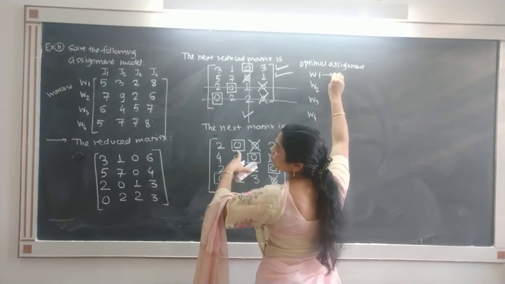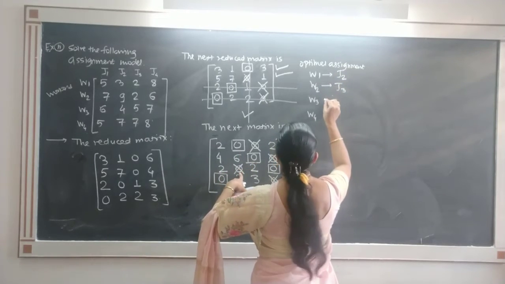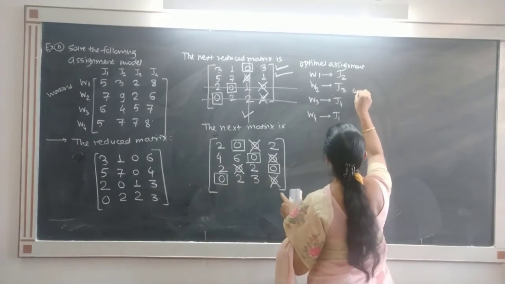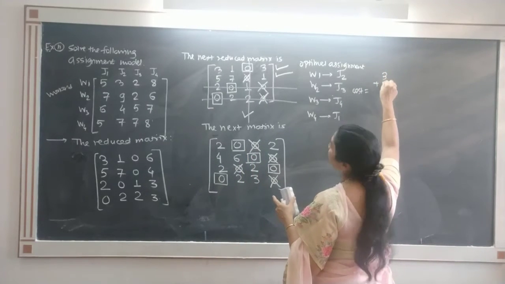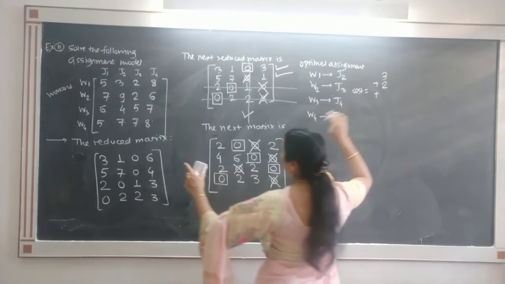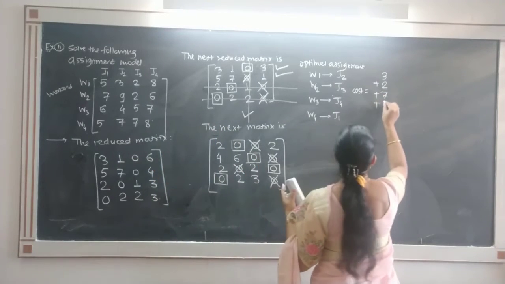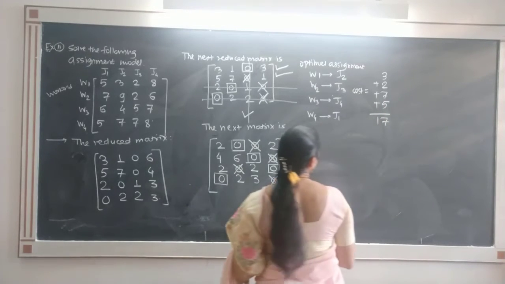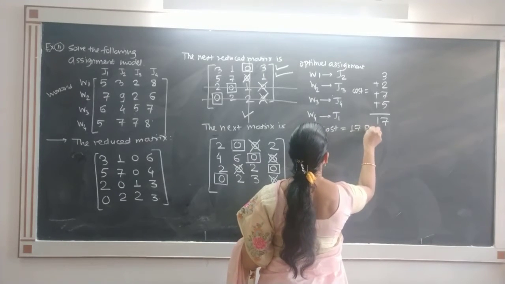W1 is assigned to J2, W2 is assigned to J3, W3 assigned to J4 and W4 assigned to J1. And what is the optimal cost? For J2 it is 3 plus J3 it is 2 plus for J4 it is 7 and for J1 it is 5. So the total cost comes to be 17 rupees.